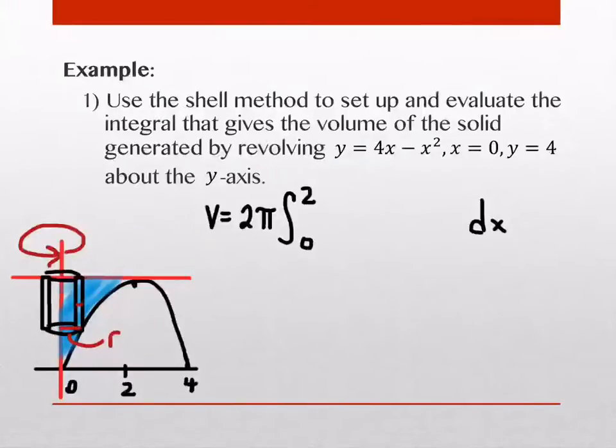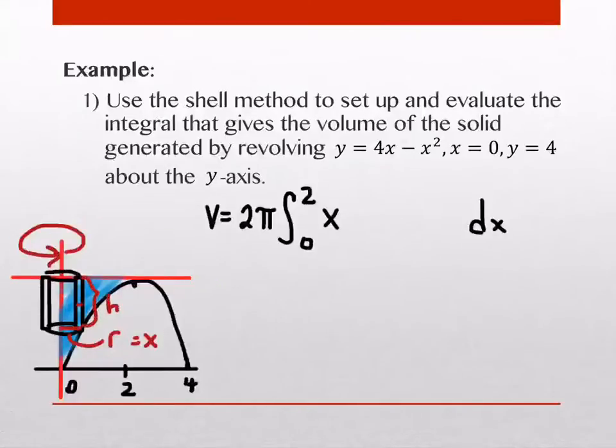It's x. It's just how far I've gone in the x direction. And that's really friendly for this particular one because I'm working in terms of x. So my radius is simply x. So up in our integral, I've got x. The radius was the easy part. Okay. The height. Well, the height is this piece right here.